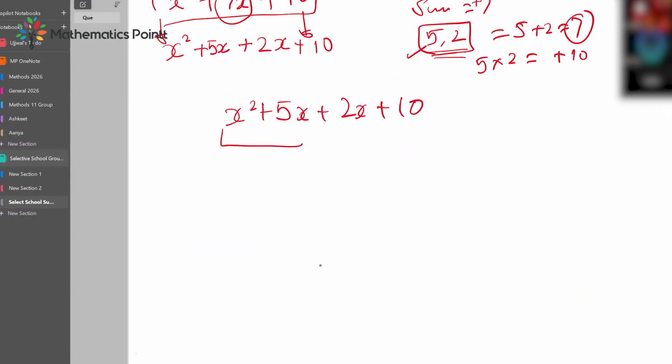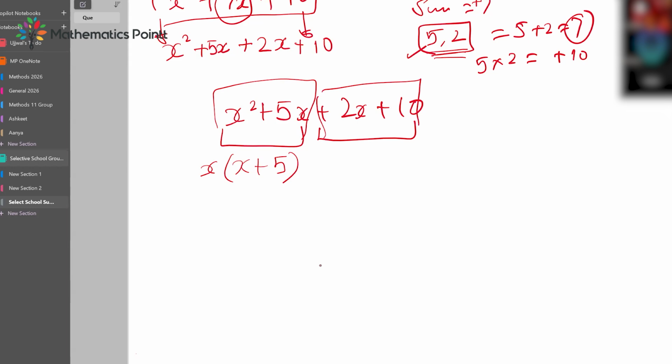Now, we are going to group them. Can we pull out a common factor out of the first two terms? x. What's remaining inside? x plus 5. Let's pull out the common factor out of the next pair, 2x plus 10. What is the common factor? Positive 2. And remaining inside is x plus 5 again.